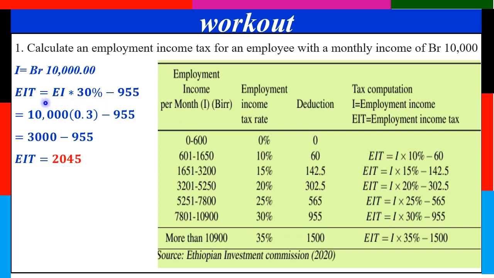So employment income tax is equal to employment income times 30% minus 955.